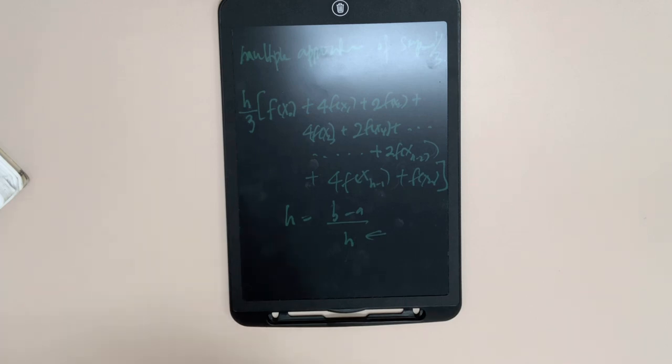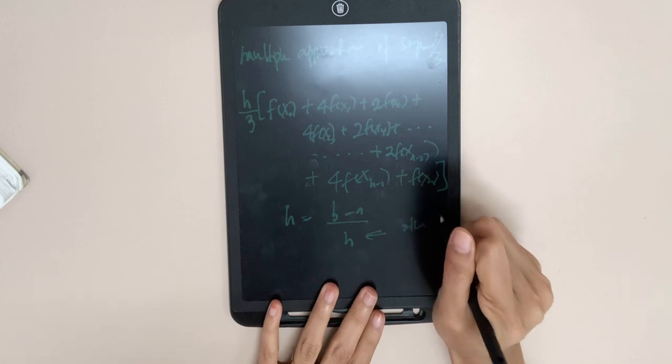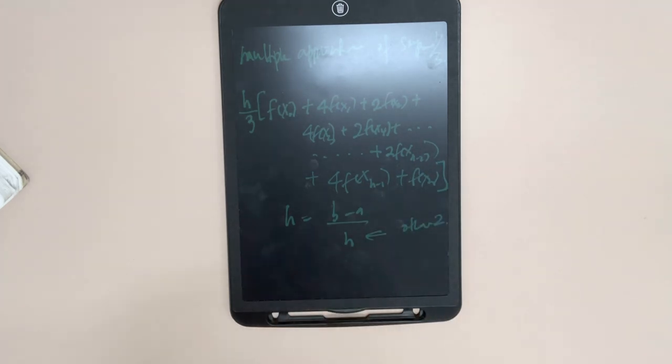It can be others than 2. Other than 2, it can be 4, it can be any number, but it must be an even number, and it must be other than 2. So it must be 4, 6, 8, 10, 12 and so on.